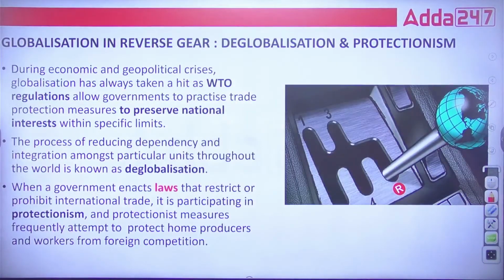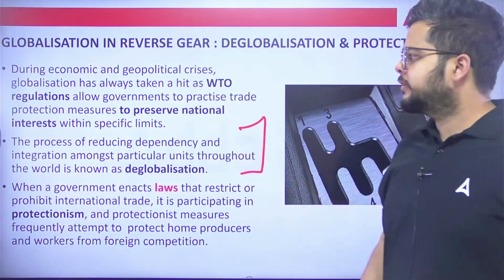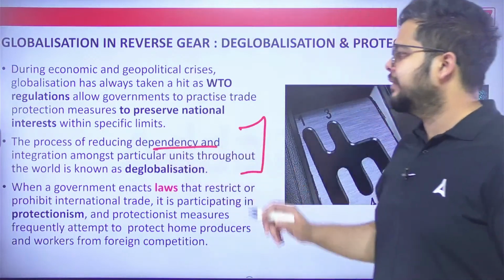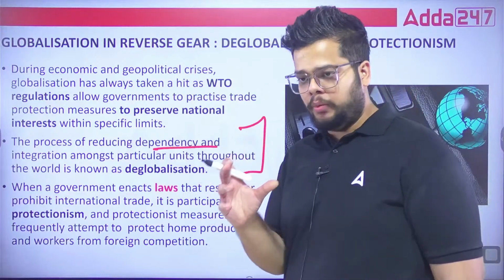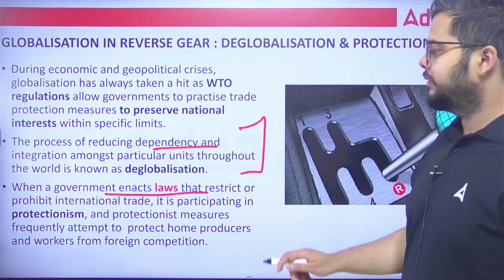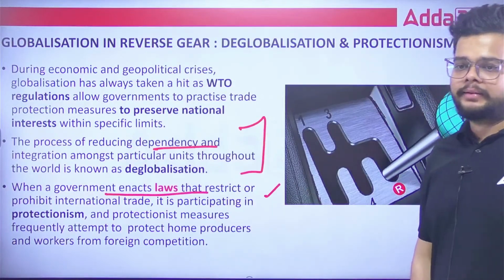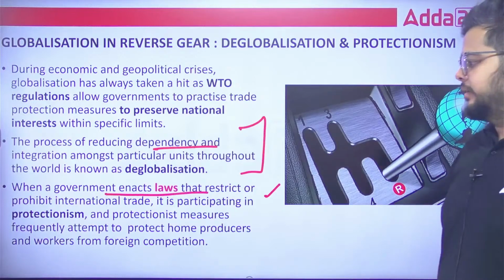Here you can pause the video and see for yourself that deglobalization happens when we reduce the dependency and integration amongst the particular units throughout the world. And as soon as the government enacts certain laws that restrict or prohibit international trade, it is participating in protectionism.